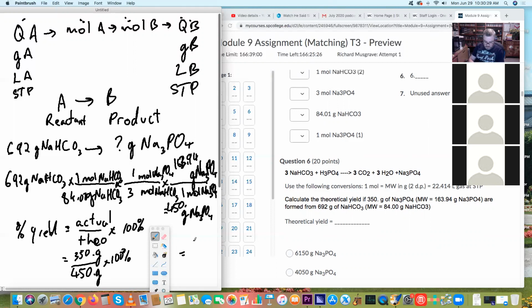I think that comes out to about, let me see, 77.8% would be the answer there. So we got 77.8% of what we should have gotten. Now, you didn't have to do that for question 6. You only had to go as far as getting the theoretical yield. But in problems that you'll do on the test, you will be expected to come up with a percent yield as well. Does anybody have any questions?